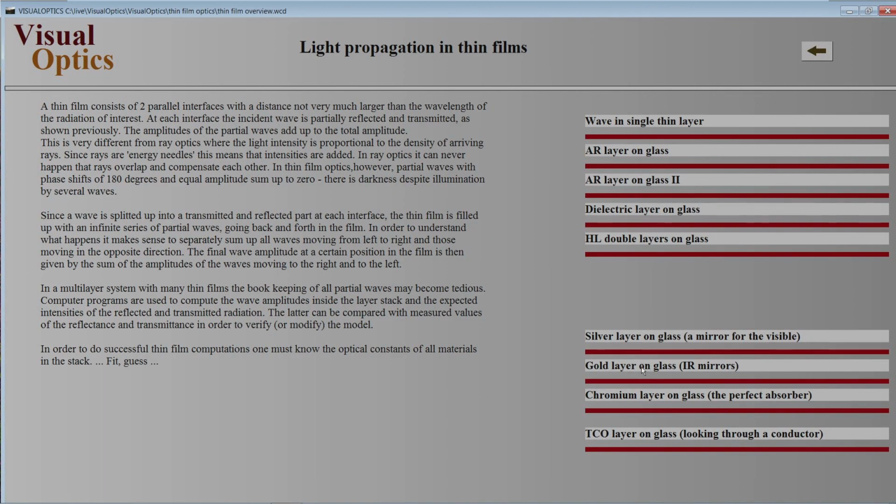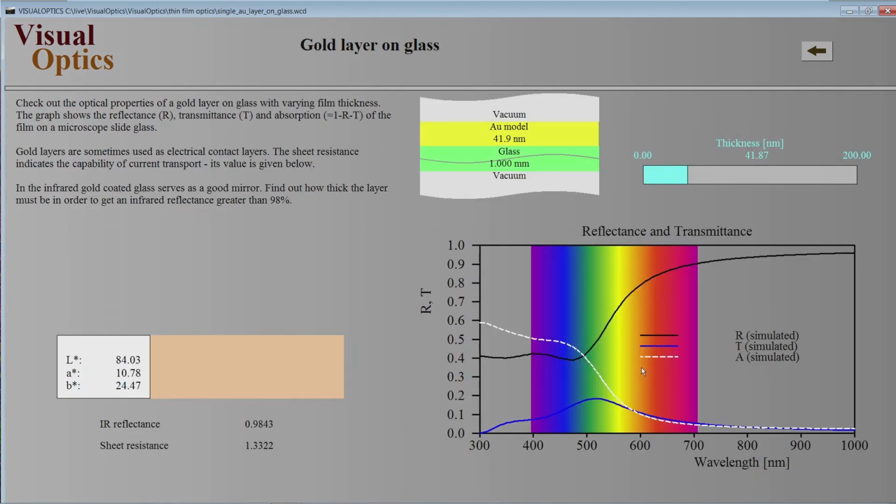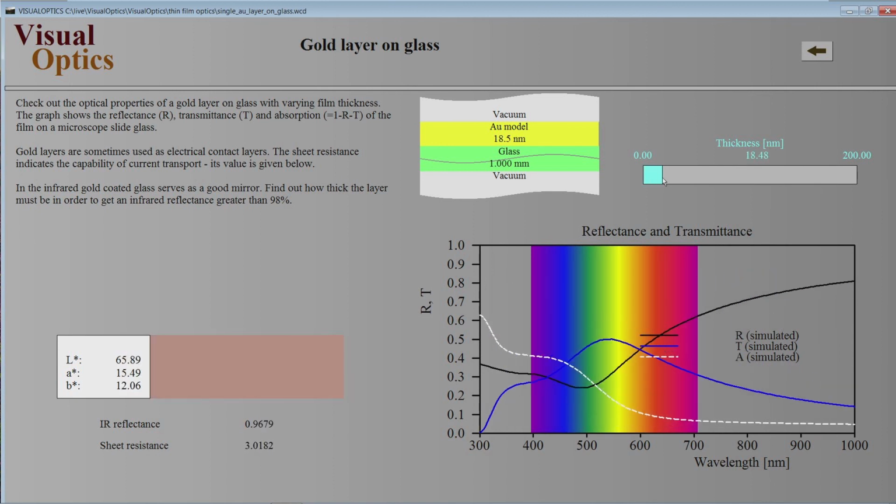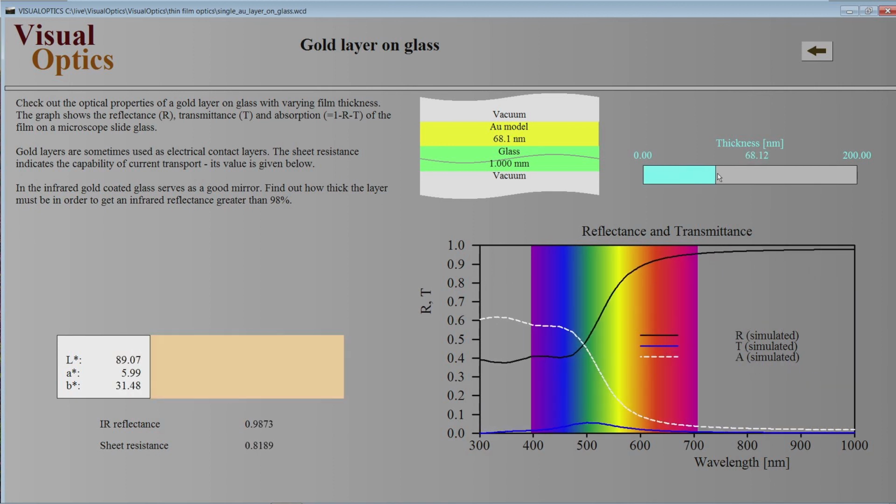Okay, a gold layer looks a little different. Even if we make a gold layer very thick, like the silver layer, 100 nanometers, the reflectivity is high in the infrared, but not in the blue. You can never reach a high reflectance in the blue with gold, just because there's not enough charge carrier excitation. I have discussed that in one of the previous tutorials already.